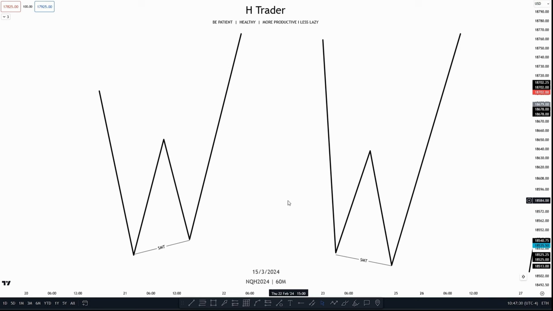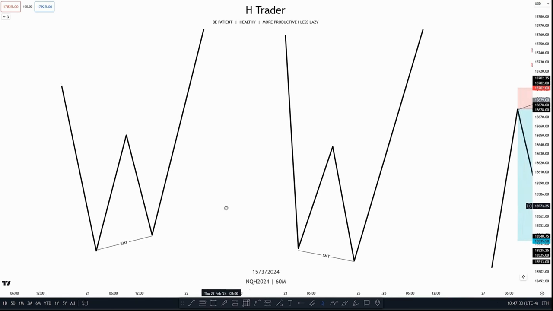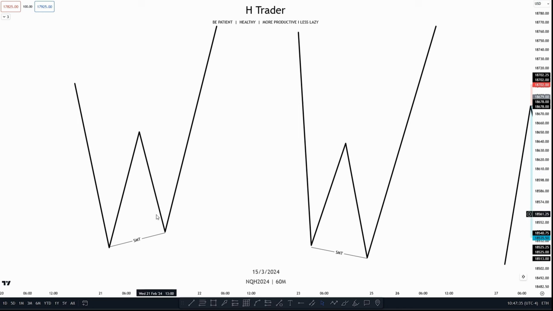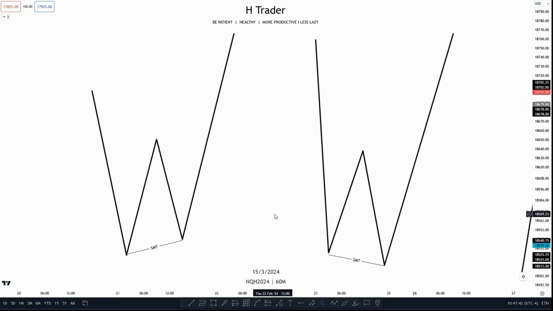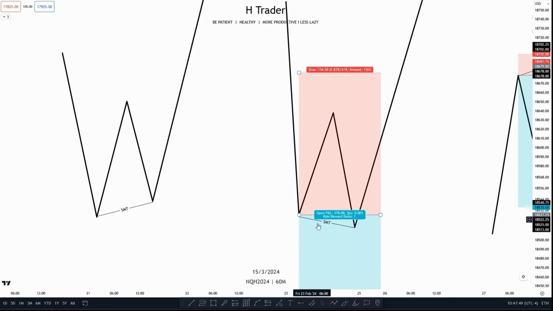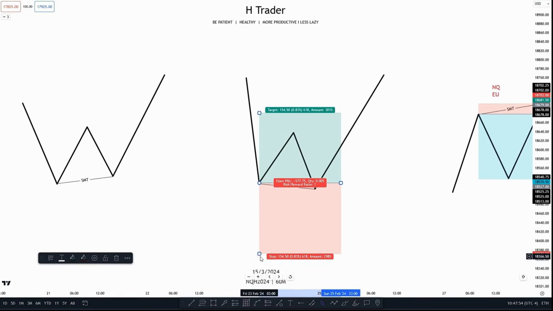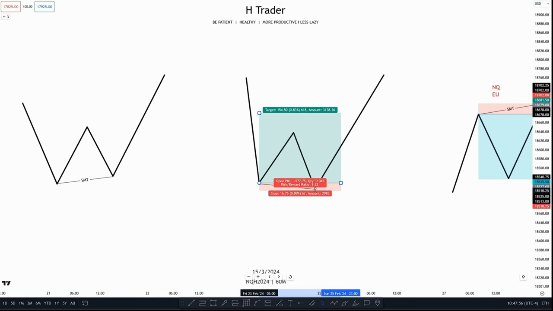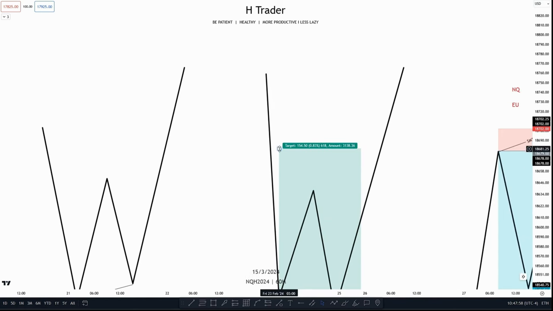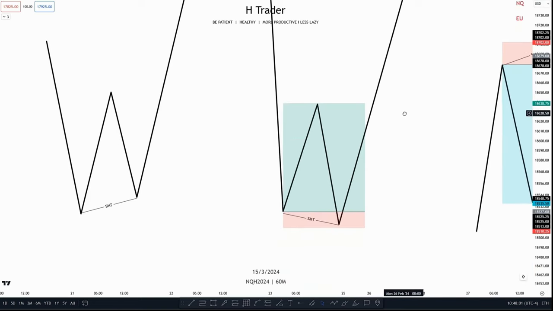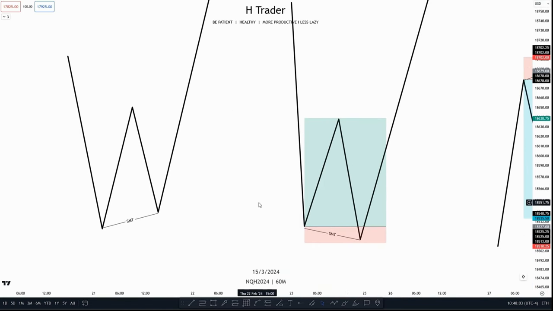A bullish SMT looks something like this, where price on one of the pairs fails to take out the low, but on the other pair, price takes out that low. And if we were to take a trade entry, we could go long when price takes out the low on one of the pairs, put our stop loss at that low, and then target buy side liquidity. So that's how a bullish SMT looks.